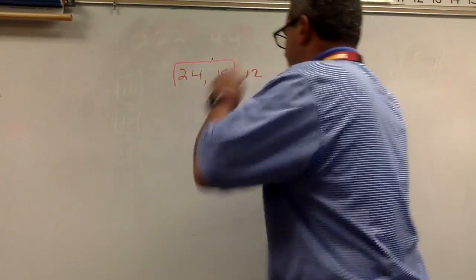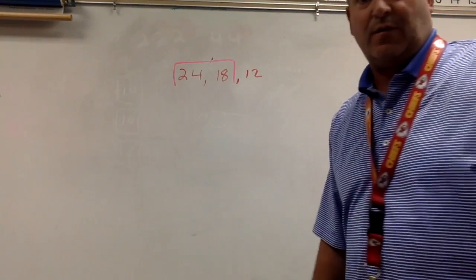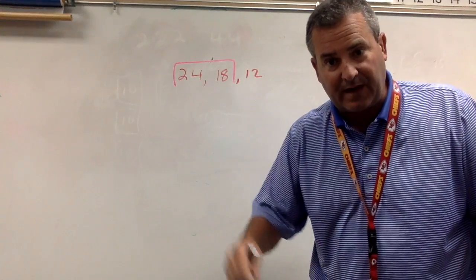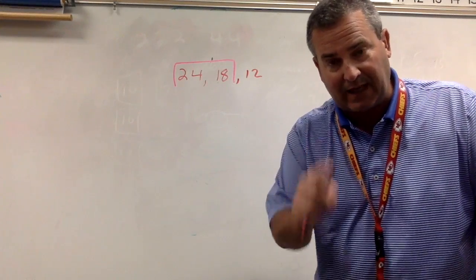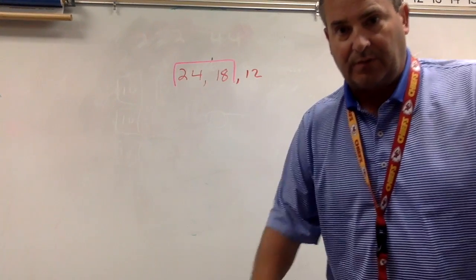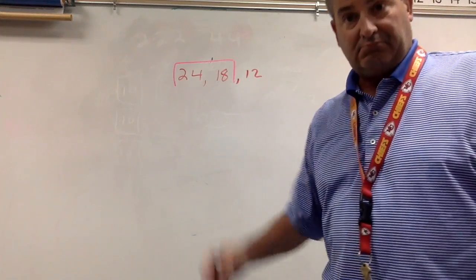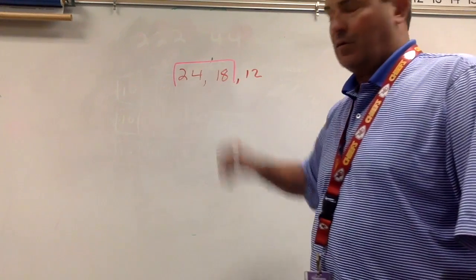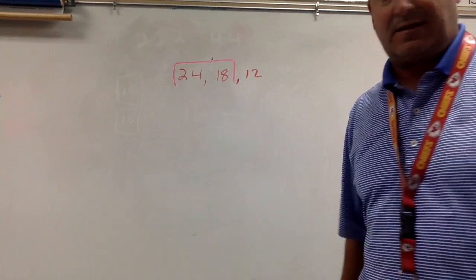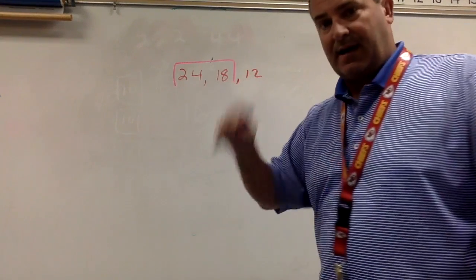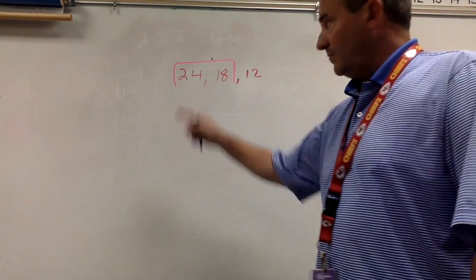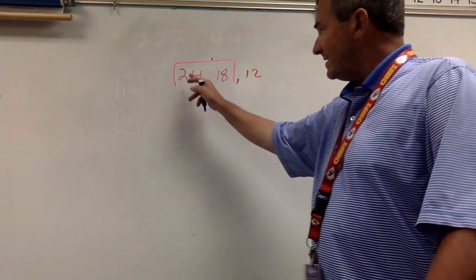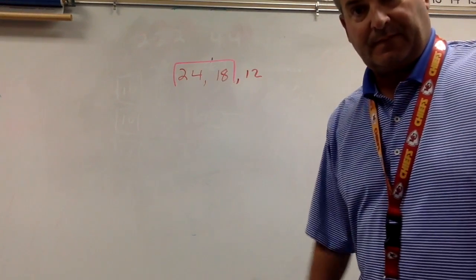24 and 18. What goes into both 24 and 18? Use my rules. Mom and Dad, if they don't know the facts, they have divisibility rules. Page 11, I believe, in their journal. Does 2 go into that? Yes, they're even. Does 3 go into both? 2 plus 4 is 6. 3 goes into 6. 1 plus 8 is 9. 3 goes into 9. So 3 goes into that. If 2 and 3 go into it, then 6 goes into both of them.